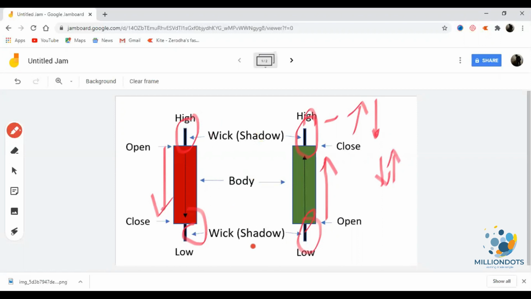So the whole concept of this video was to give you a clear idea regarding the basics of candlesticks, and I hope this video is really helpful for you guys.